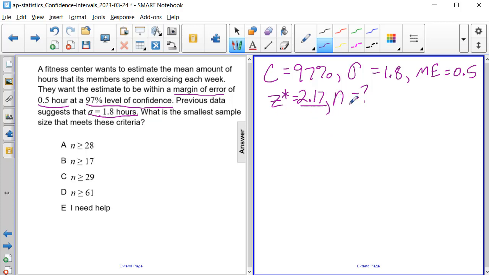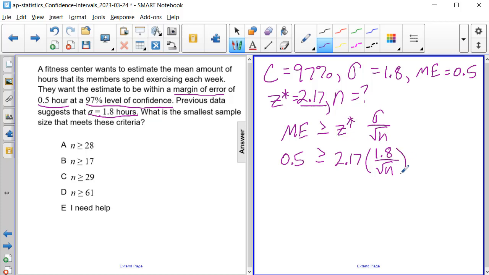Now we have all of the required information to solve for n, because our margin of error must be greater than or equal to the critical value z-star times the standard deviation divided by the square root of n. So our margin of error is a half of an hour. So let's substitute that in. That's got to be greater than or equal to 2.17 times 1.8 divided by the square root of n. We don't know what n is.